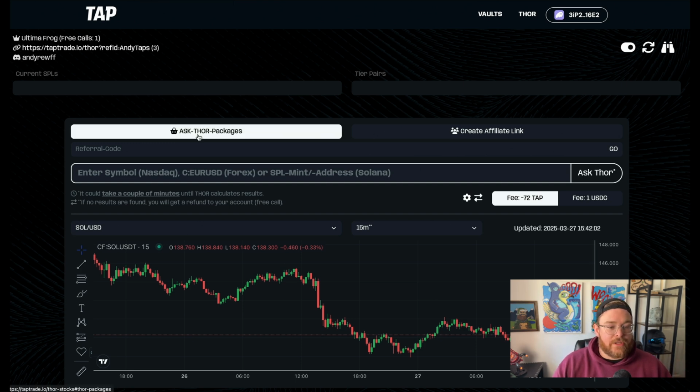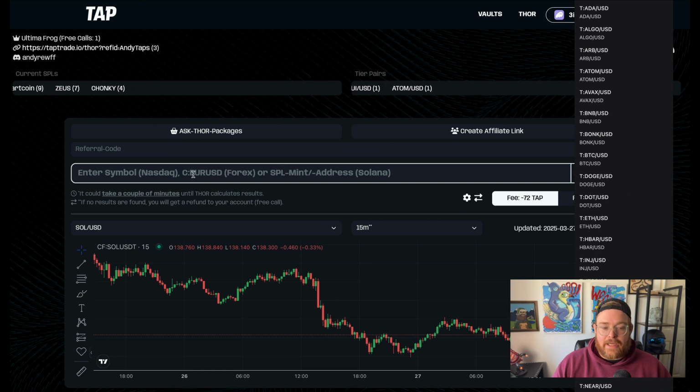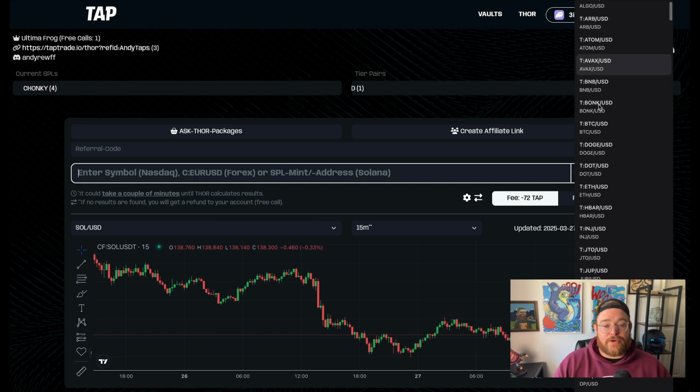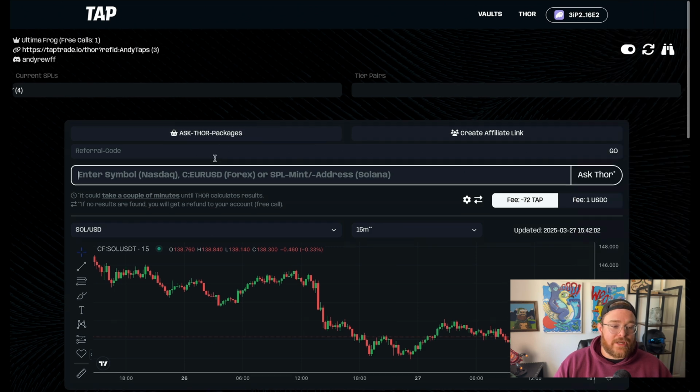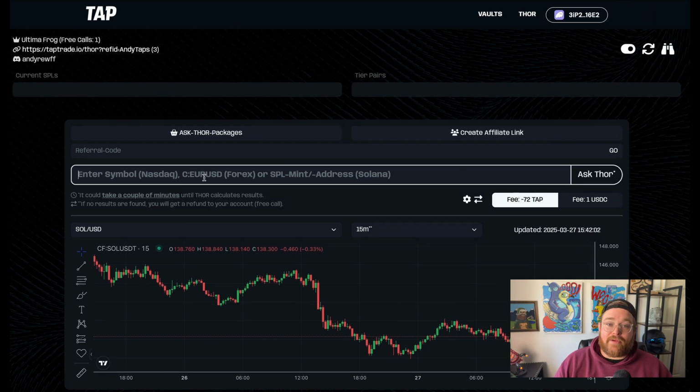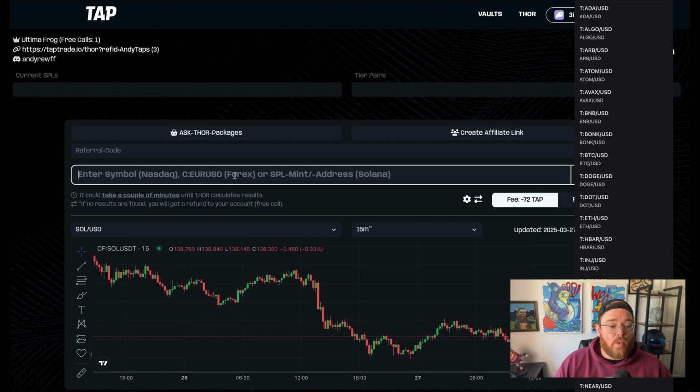So you can literally come in here, input any contract address, or scroll through any of the available cryptocurrencies we have listed here. You can enter any NASDAQ symbol that you have if you're a stock trader, or any of the Forex signals that you'd like. You just follow this formatting right here. Boom, pop them in, and you get your signals back.